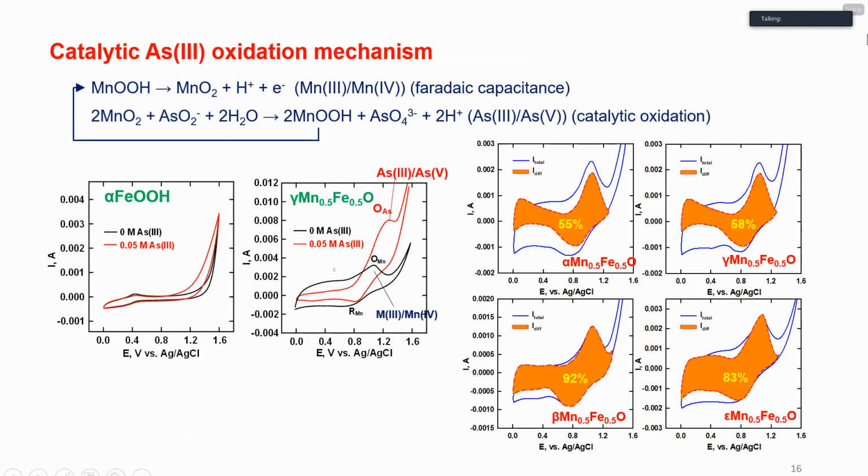So let's run the CV in the presence of arsenite. As you can see, the FeOH is not so active in oxidizing As3, according to the absence of an oxidation current here. But after we combine the Mn and Fe oxide, there is an additional peak induced by the As oxidation, overlapping the current of the phase transformation of the MnO2. So we see that the MnO2 here is a catalyst. It runs the oxidation of As3 and traps the total arsenic simultaneously.